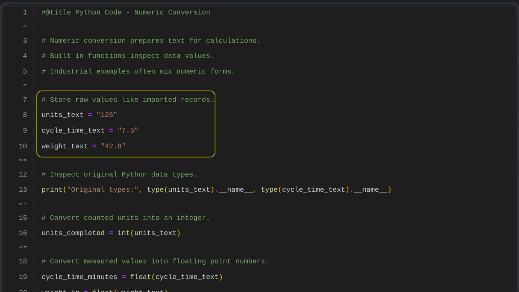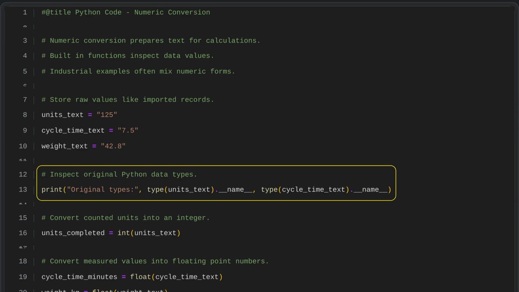The code checks the data types of the units text and cycle time text variables by getting each type name and printing it. This confirms that both values are currently stored as strings before any conversion happens. Knowing this starting point helps ensure later data processing is done correctly.